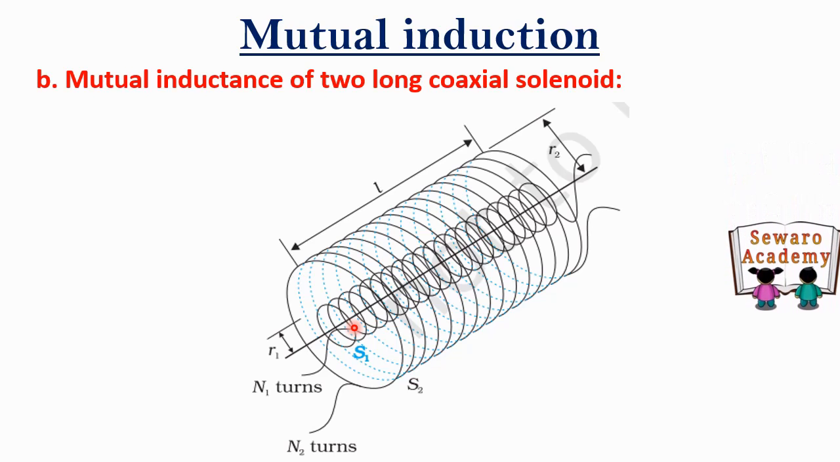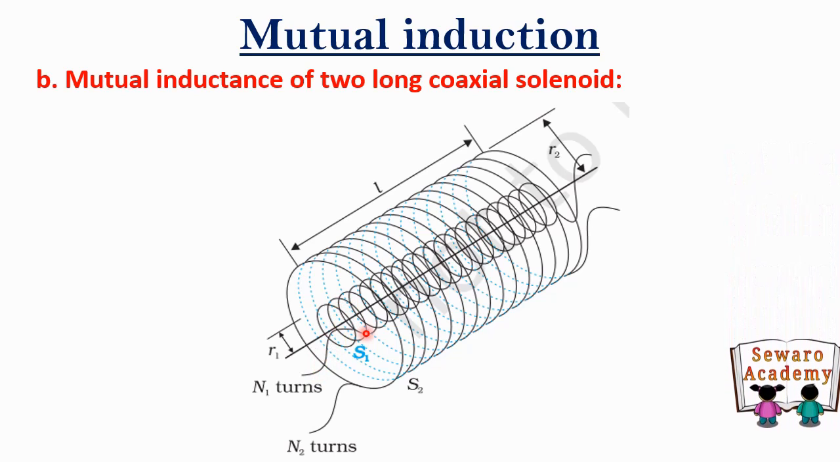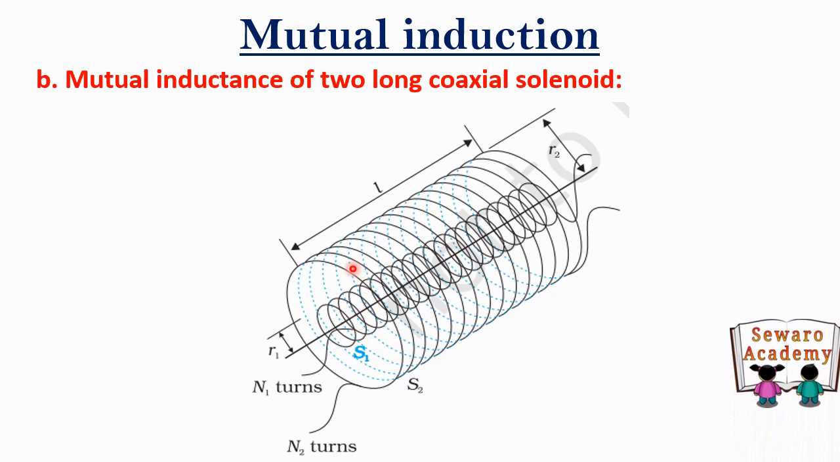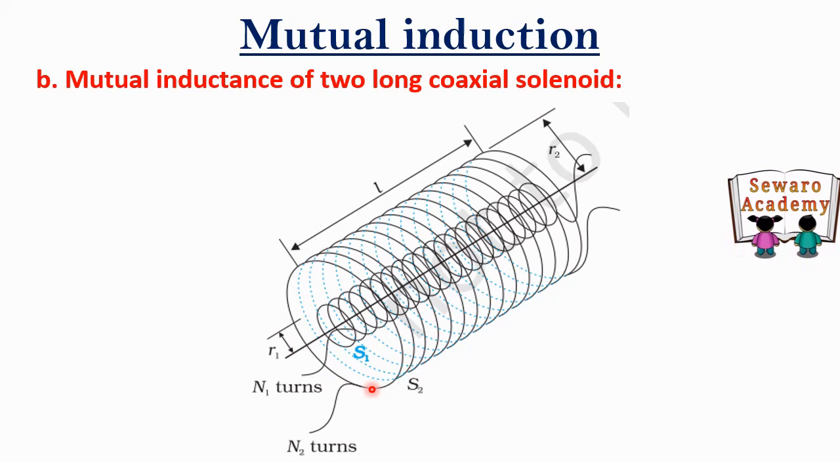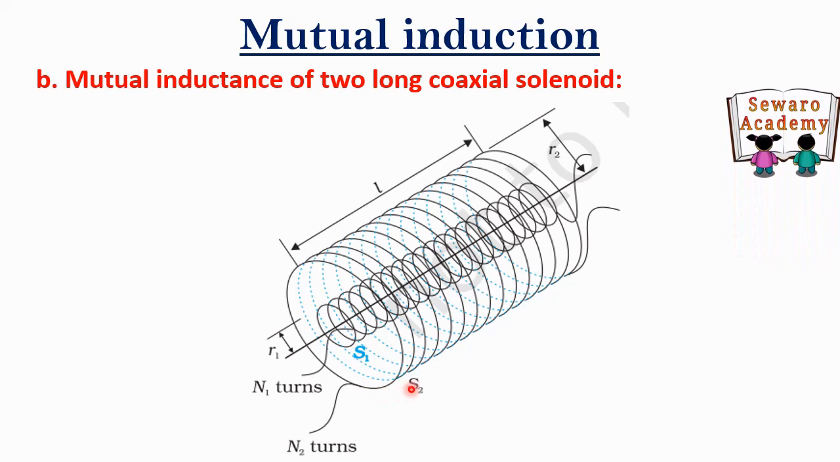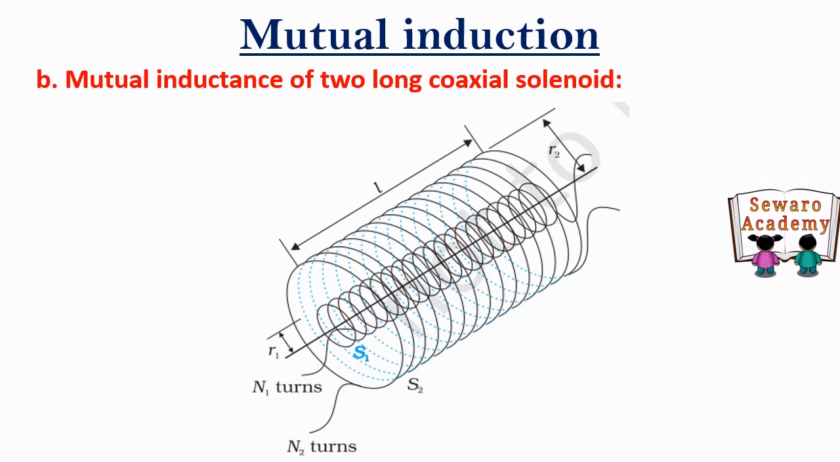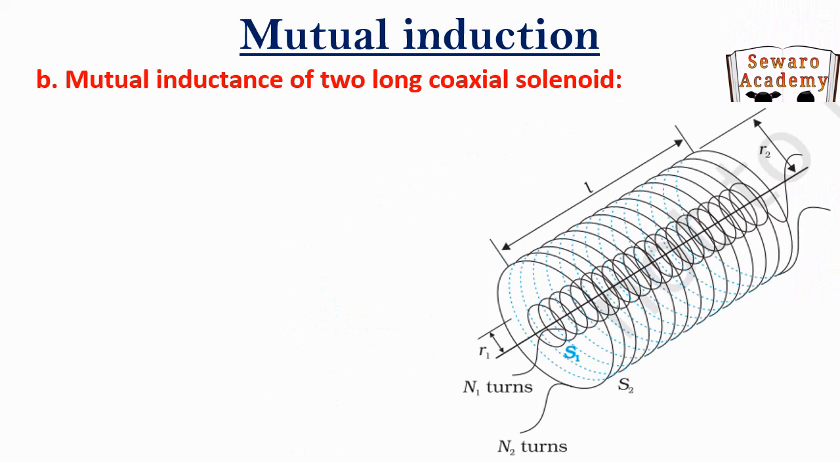Similarly, if the current is passed through the inner solenoid S1, it will produce a magnetic field. If that magnetic field linked with the outer coil changes with time, then in the outer coil, current will be induced due to the change of flux. So this is all about the diagram. Now let us start the derivation.